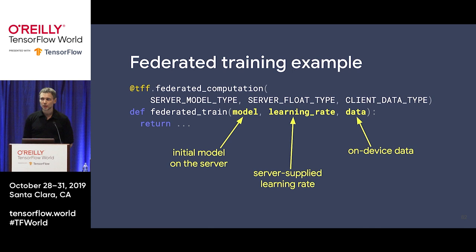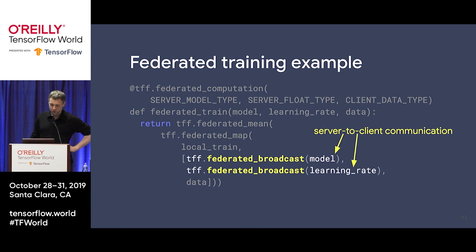Okay, so this computation takes three parameters. There's a model on the server that the server wants to feed to the clients. There's a learning rate, which, let's make it interesting. And there's a set of on-device data. So the first thing we'll do is, just as before, we broadcast the model and the learning rate from the server to the clients.